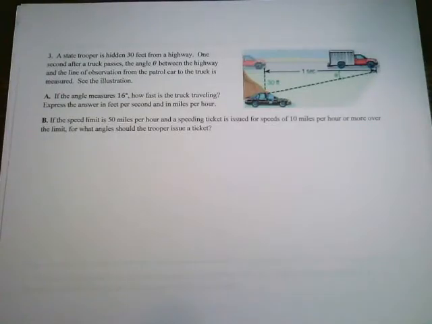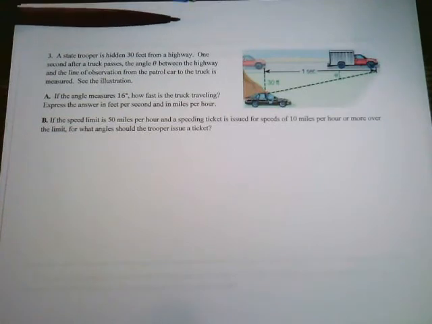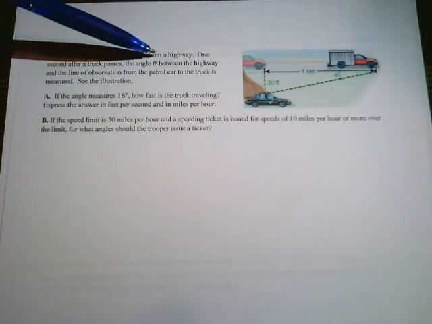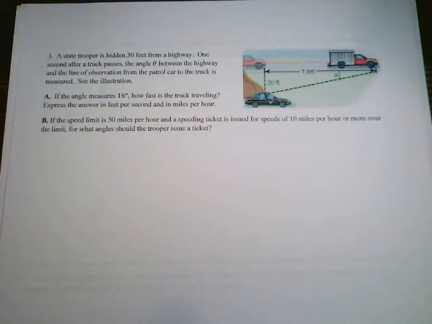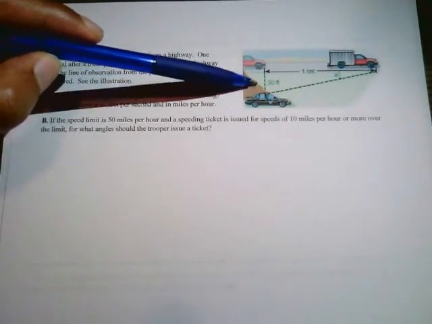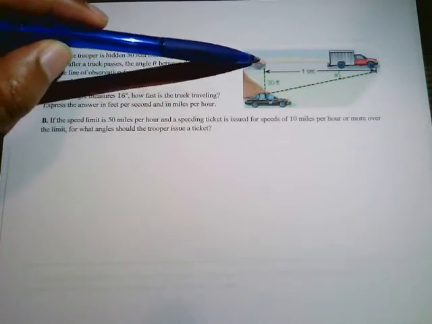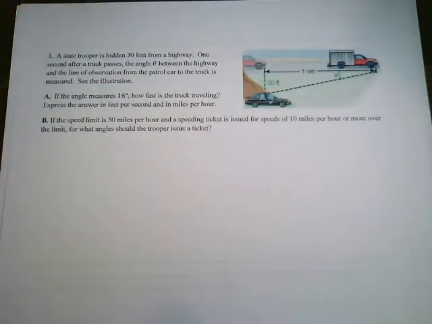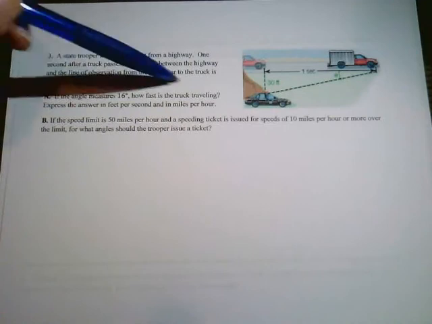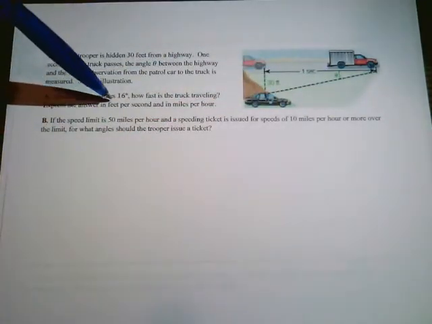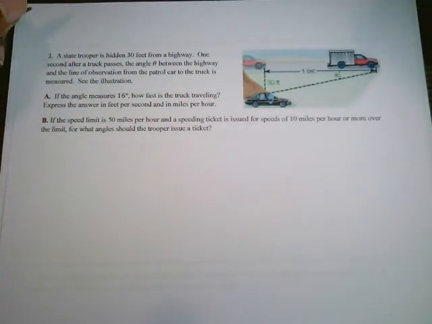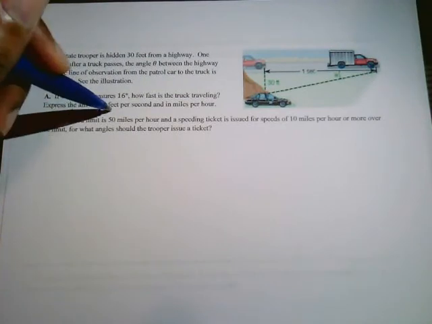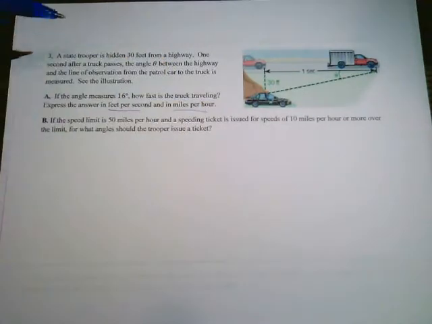Problem number 3 says a state trooper is hidden 30 feet from a highway 1 second after a truck passes. The angle theta between the highway and the line of observation from the patrol car to the truck is measured. So you have the car sitting 30 feet away from the highway, and then a second passes, and this is where the truck is. If the angle, which is marked here, is measured 16 degrees, how fast is the truck traveling? Express the answer in feet per second and in miles per hour.